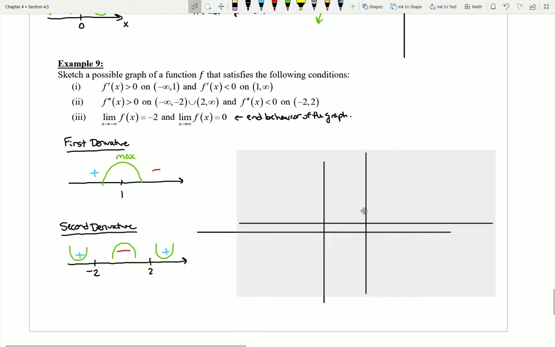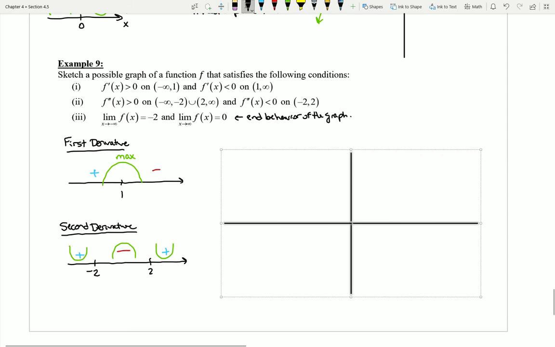So let me go ahead and try to set this up here. Let's see what we have. So I know that at 1, I should have a maximum. So let me just try to eyeball where this would be. Let's say I have a maximum like right here. I don't know where it is, but I'm just sketching a possible picture. Now I know immediately that I should also have some inflection points on my picture, say at negative 2 and at positive 2. So let's say I get something that looks like this.